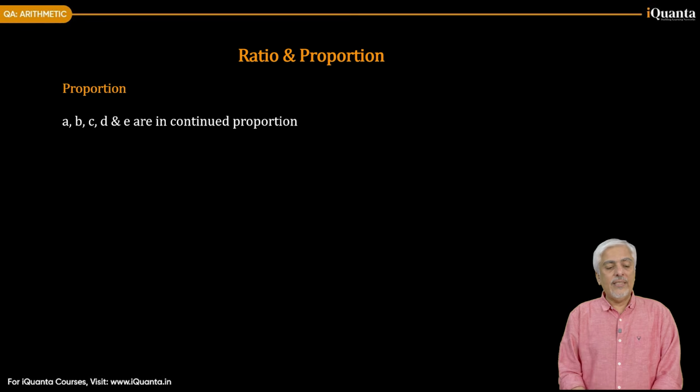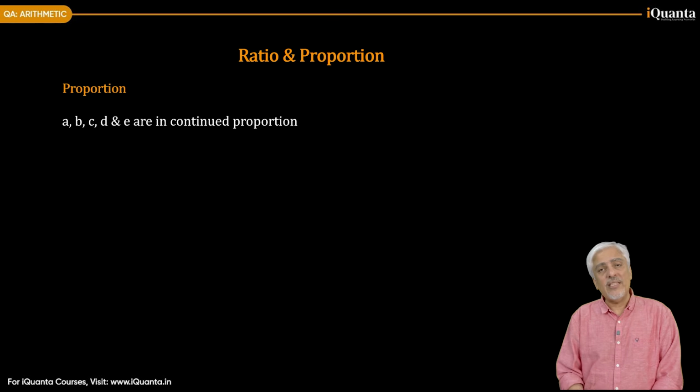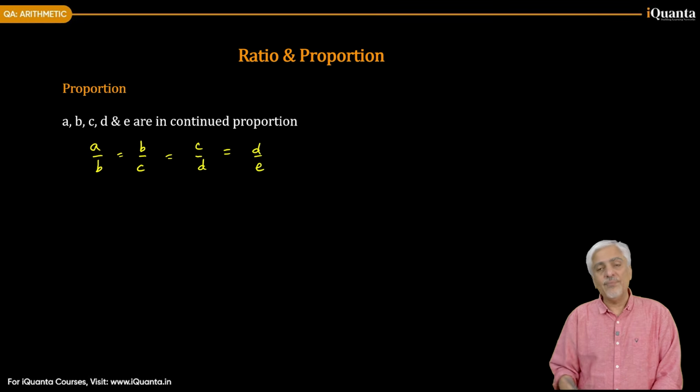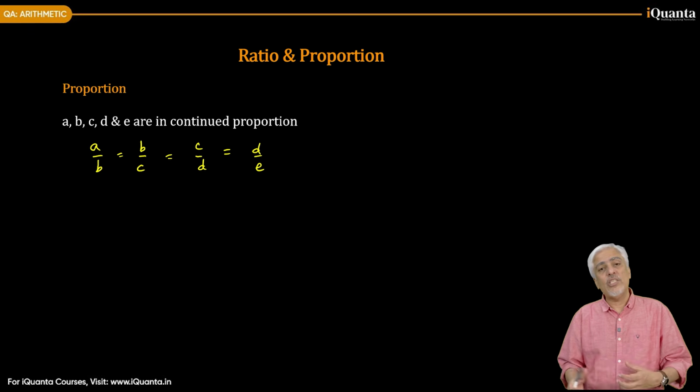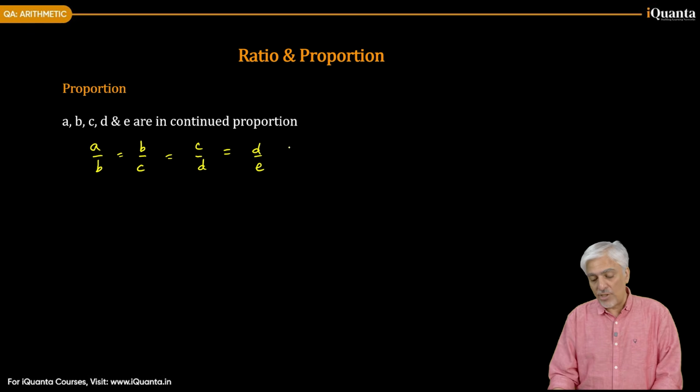Next, can we have 5 terms in continued proportion? I can have 5 terms in continued proportion also. I can have A upon B is equal to B upon C is equal to C upon D is equal to D upon E. Normally, when you need to actually solve such questions, the best part is you can take this ratio as K and get a relation between them.